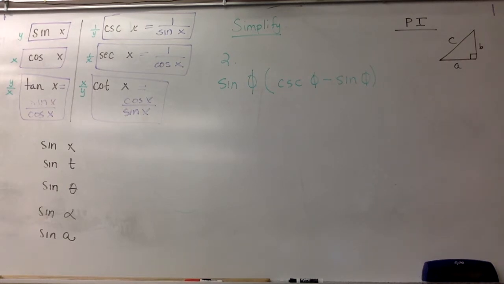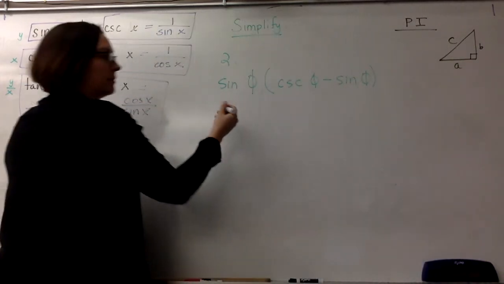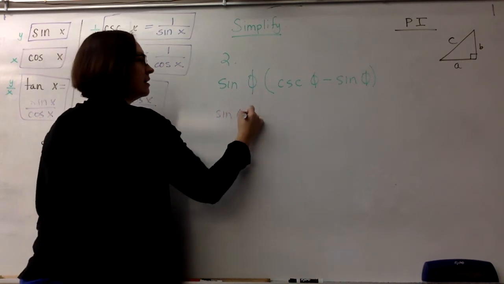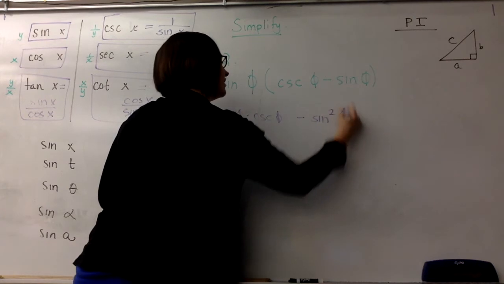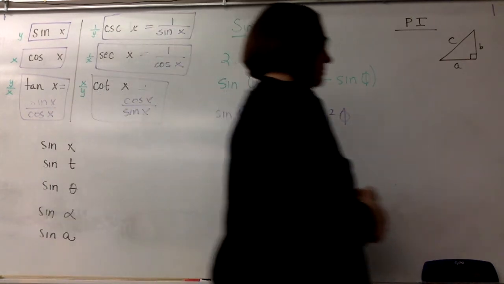Now, when it says simplify, there's not really any specific direction as to what to do. However, in your experience in the past, whenever you've had parentheses that look like this, what did you do? You can start on the inside, but what's the easiest way to get rid of the parentheses? Distribute, which is what you should do in this problem as well. So if I distribute, I'm going to write it all out. Some of you will start to be able to skip steps, but I'm going to take the sine of phi times the cosecant of phi minus sine squared phi, which leads me to some notation.